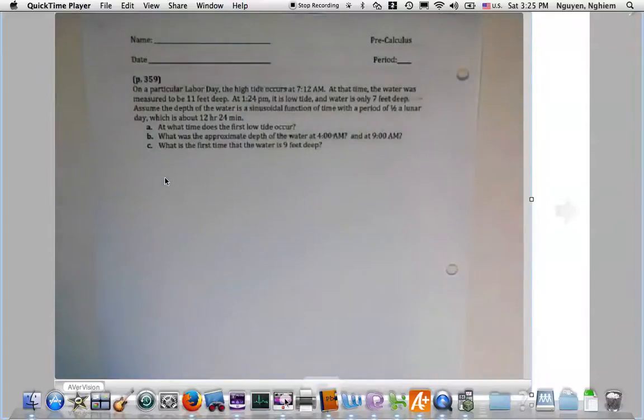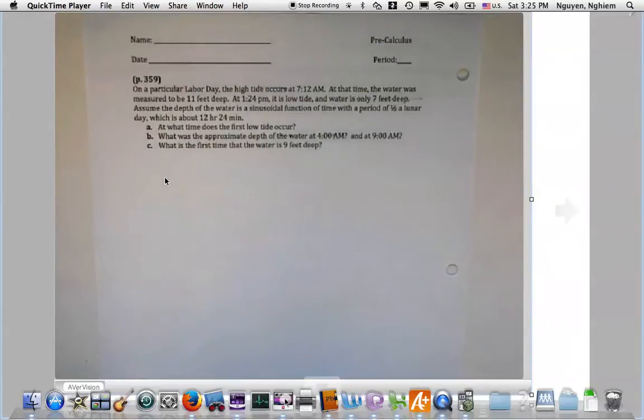Students, and welcome to our continuing lesson on how to solve problems using sinusoidal curves. And again, we're working on another word problem here, which says, on a particular Labor Day, the high tide occurs at 7:12 a.m. At that time, the water was measured to be 11 feet deep. At 1:24 p.m., it is low tide, and the water is only 7 feet deep.